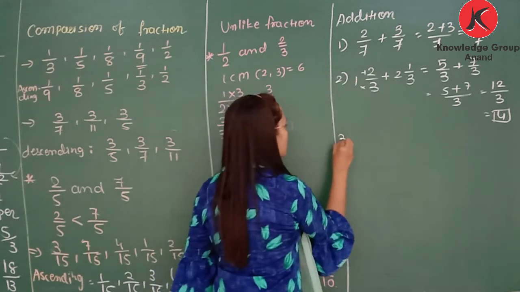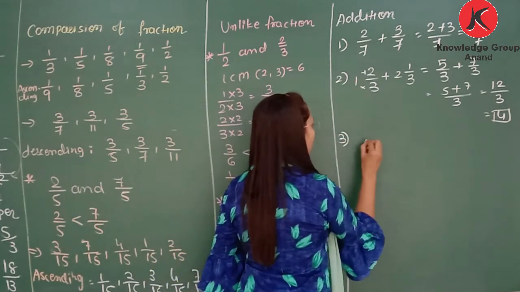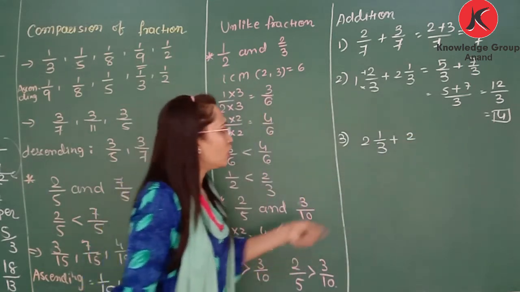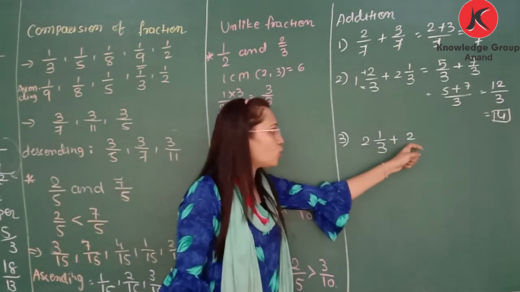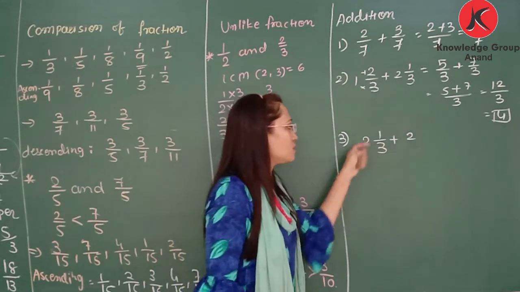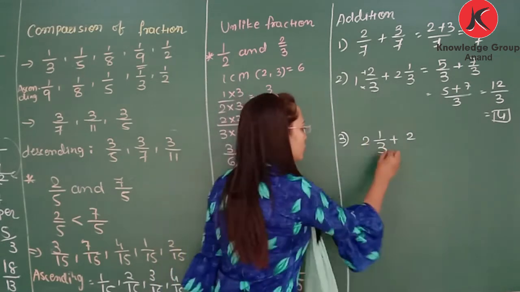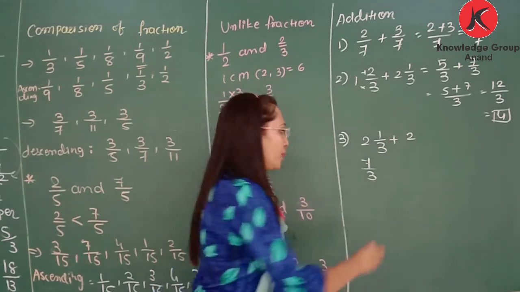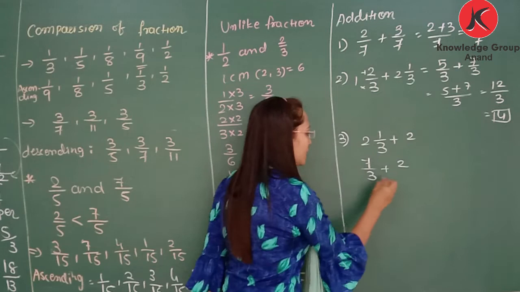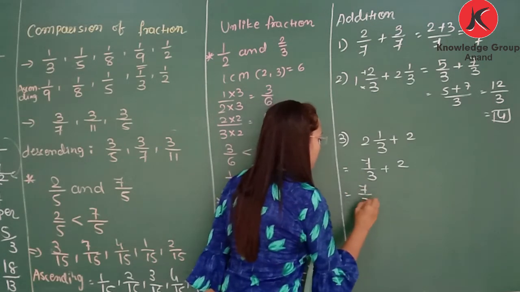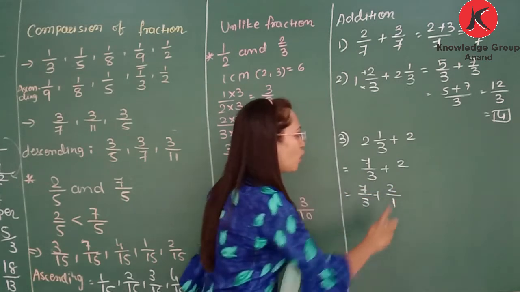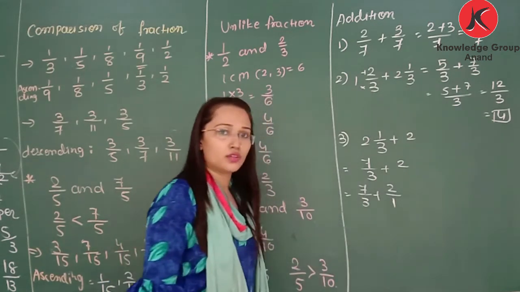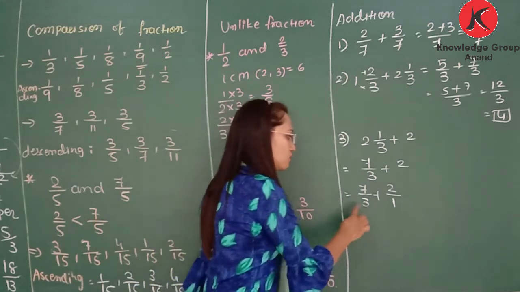If this kind of equation is there, now here what you need to do? Here no denominator is given, and it means these are unlike fractions. 3 twos are 6 plus 1, 7 by 3 plus 2. Now here we can consider 7 by 3 plus 2 by 1. The denominator is 1. So the LCM of 1 and 3 is 3.